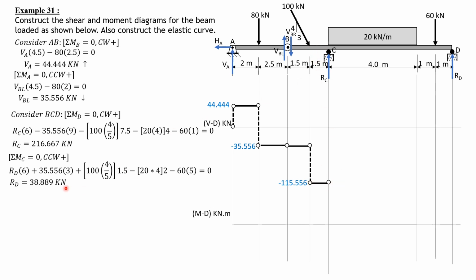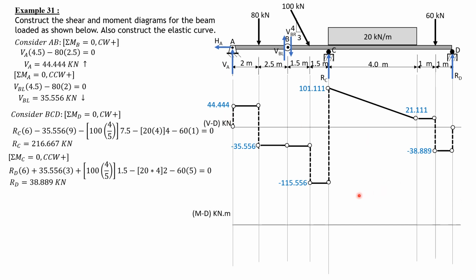Then plus R sub C, which is 216.667, so it will rise to 101.111. Then minus 20 times 4, minus 80. So we have 21.111. Then between these two, there's no load, so constant. Then minus 60, negative 38.889, then constant, then R sub D is 38.89, so that closes the diagram. So that's the shear diagram.